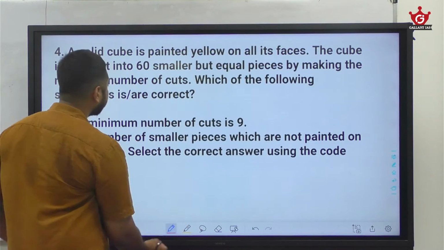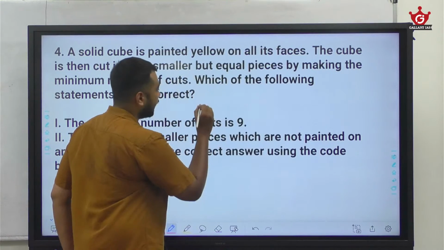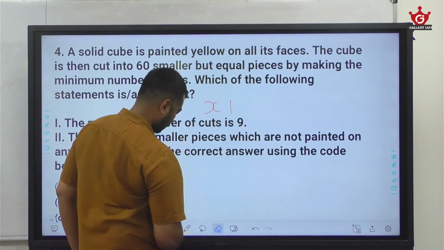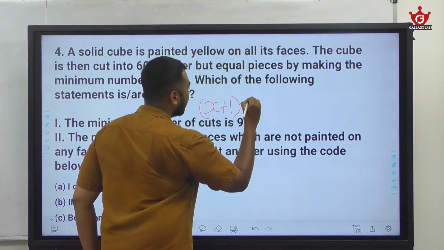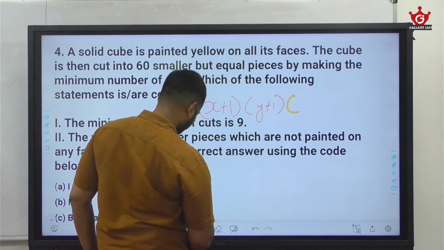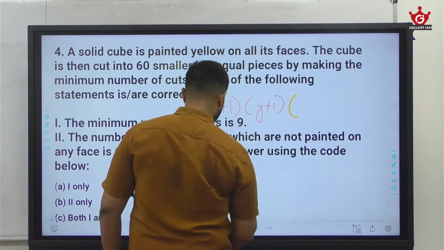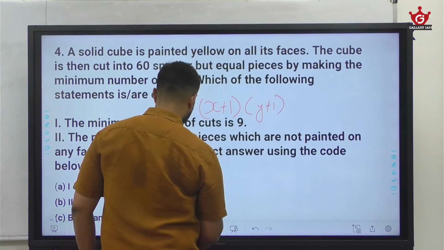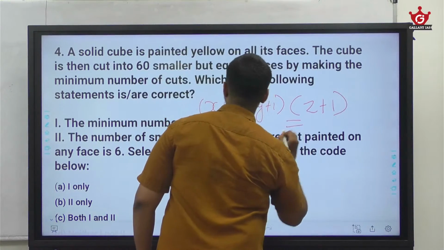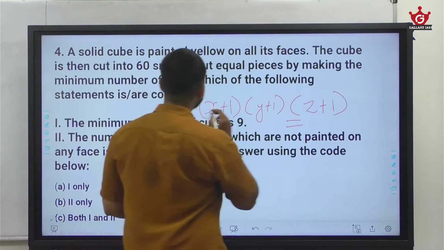Yes. So it's given that there are 60 smaller but equal pieces. That's an equation to arrive at this. Okay. So the equation is, please note down, (x plus 1) into (y plus 1) into (z plus 1) is equal to, in this case 60, the number of pieces into which the cube is cut. Okay. Here in this case it is 60.